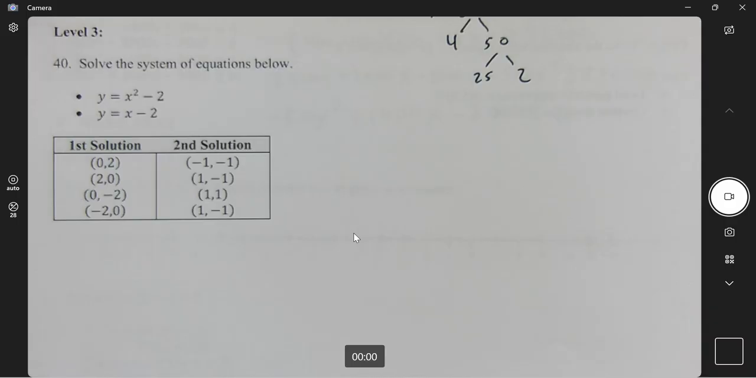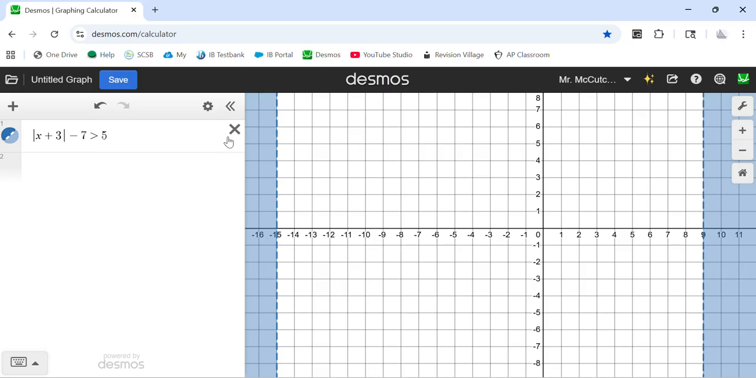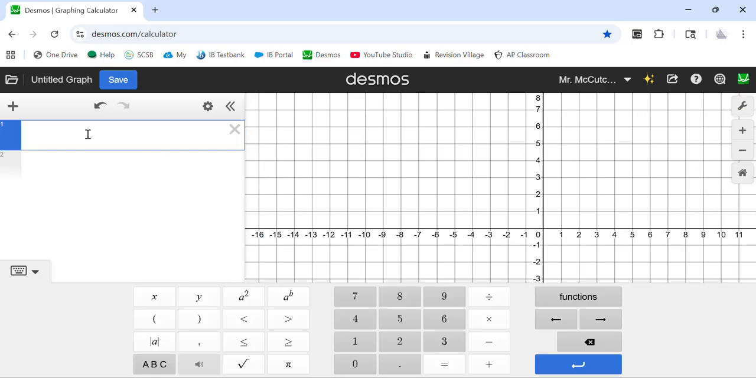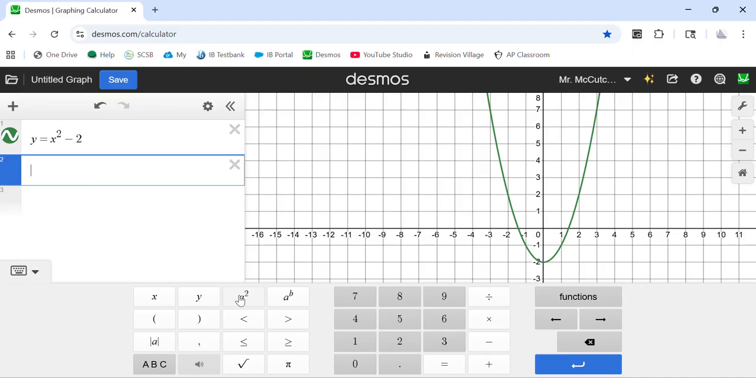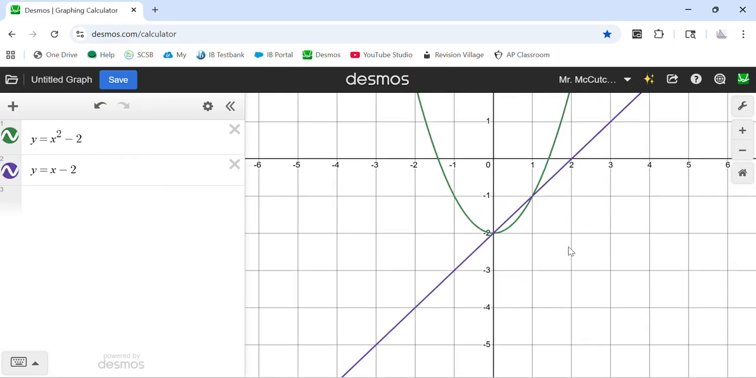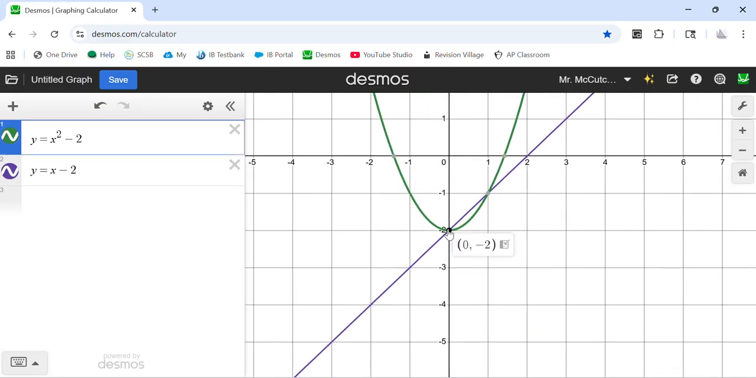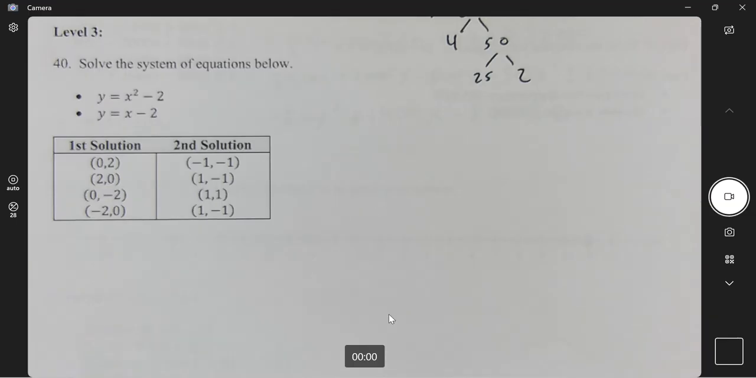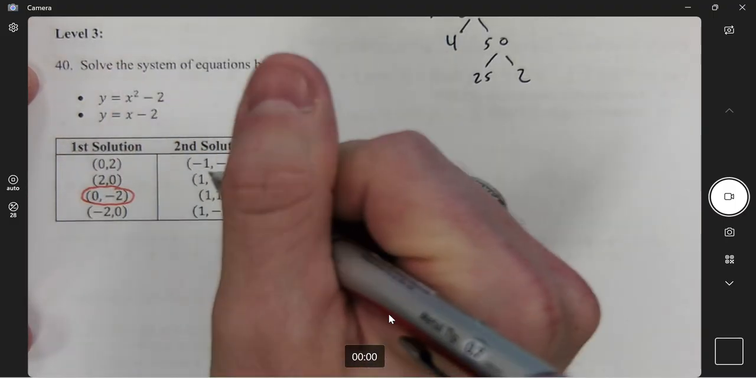Right after this question, solve the system of equations, and we got ourselves a nice little short video again. Desmos to the rescue. The first equation is y equals x squared minus 2, and the other equation is y equals x minus 2, and you can see that these two things cross each other at (0, -2) and (1, -1). (0, -2), (1, -1).